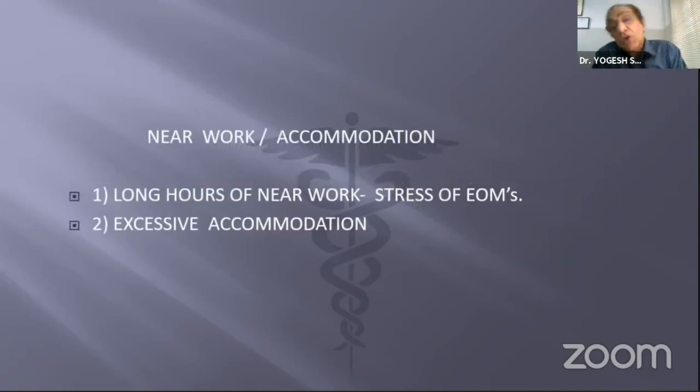Then near work and accommodation. This is another area where we can control the near work. Long hours of near work, stress on extraocular muscles have known to cause the progression of myopia. Excessive accommodation has been also known to cause the progression of myopia by release of certain chemicals, neurotransmitters, which have been shown to progress the myopia. So if we can control this, we can control the progression of myopia to quite an extent.